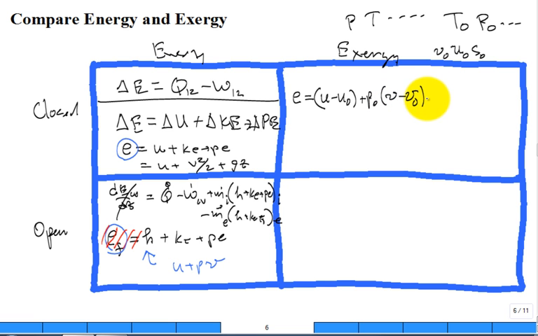I didn't leave enough room, sorry. We have minus T naught. What is that T naught? Temperature. s minus s naught. What are the s's? Entropy of the system in its current state and the system at the dead state. Now, do you think I can just put T in degrees C, or do you think I'm going to have to put T in Kelvin, the absolute temperature scale? I better put it in absolute.